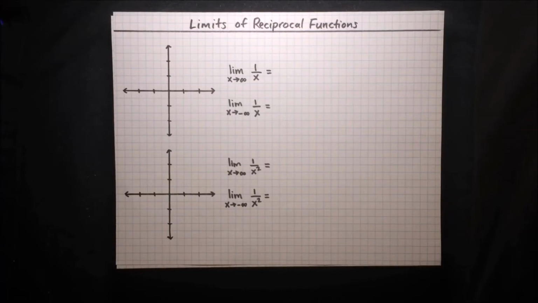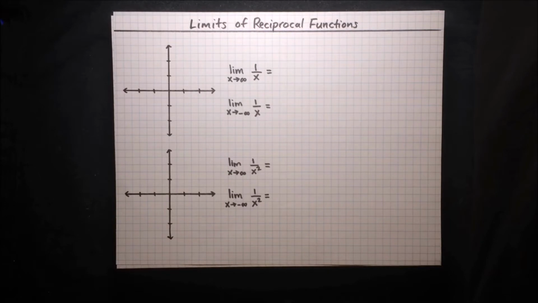In this video, I'm going to show you how to compute limits of reciprocal functions. First of all, we want to compute the limit as x approaches positive infinity of 1 over x. And the way we're going to do this is we're going to think about this function graphically. What does 1 over x look like on a graph?